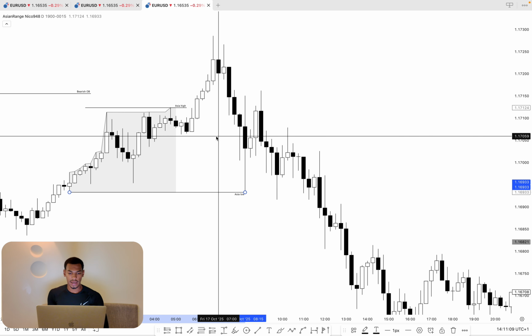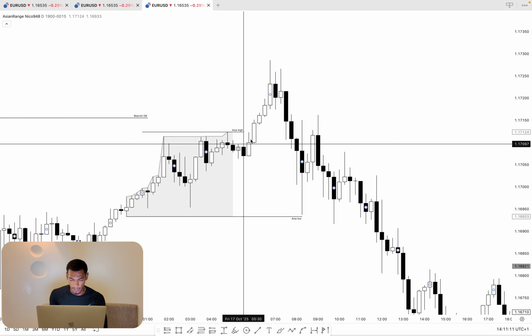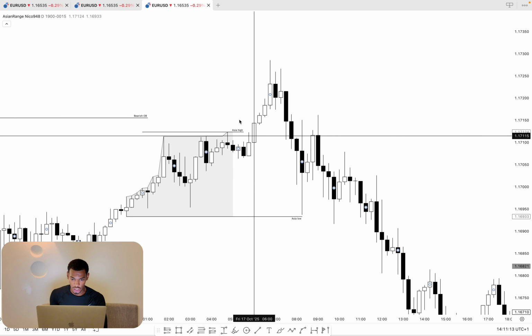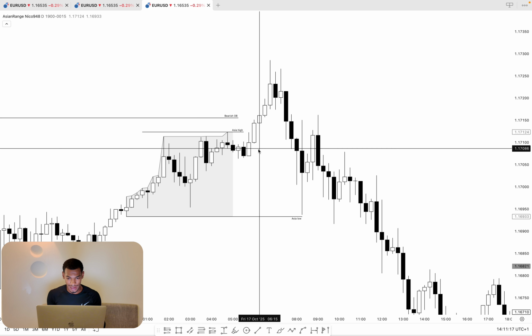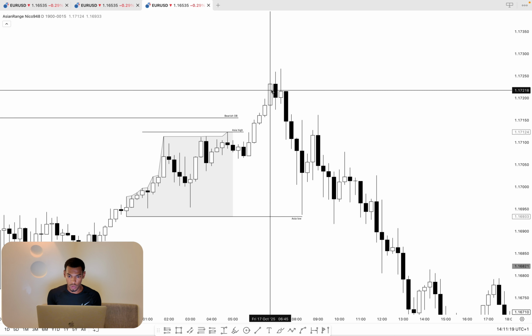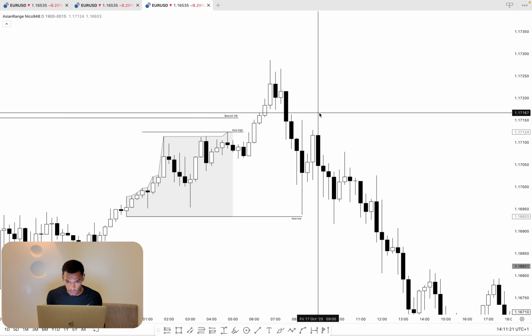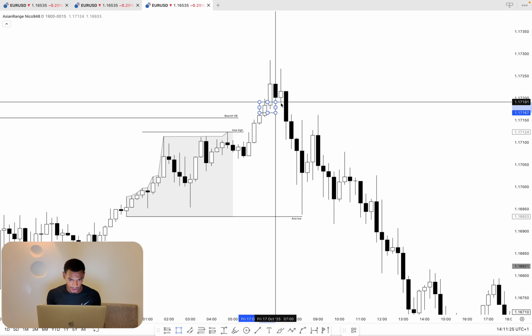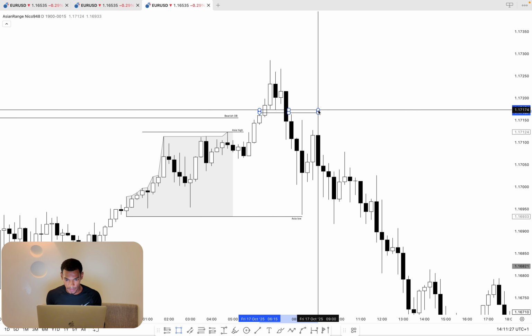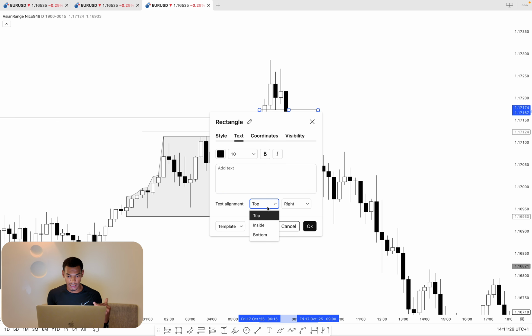Right, price then pushes into the upper region of our Asia range, taps into the bearish OB in a very illiquid manner, and then we start to see price roll over. We get this BPR form. Again, notice where that BPR forms, as we're taking out buy side liquidity.